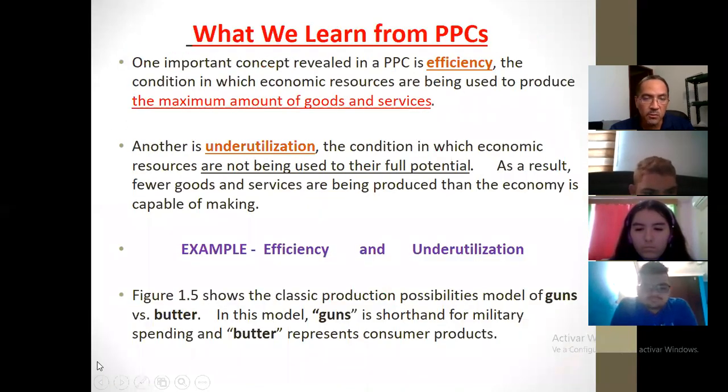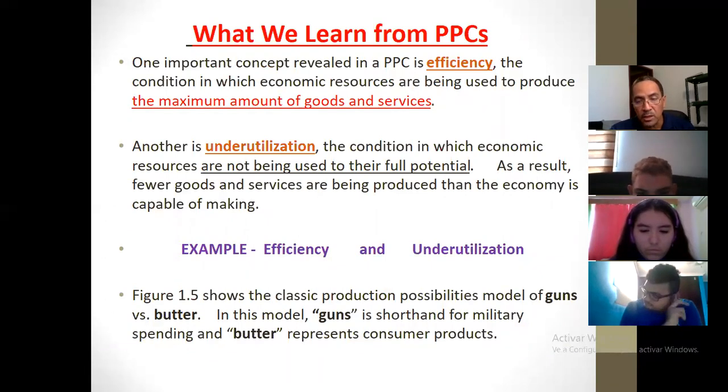Remember I explained this last week. It shows the classic production possibility model of guns and butter. Guns represents the shorthand for military spending, and butter means that the economy is going to invest in national production. There is a conflict. They always want to use the budget to buy new equipment for the army, but it's better if they use it for national production. But you know, you have to defend your country, so that is a conflict.